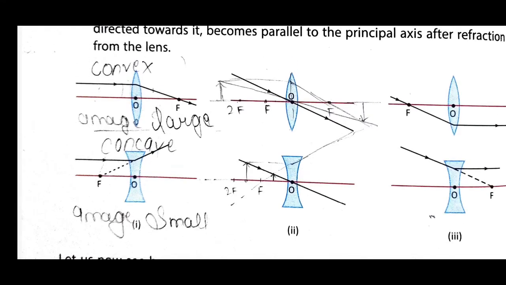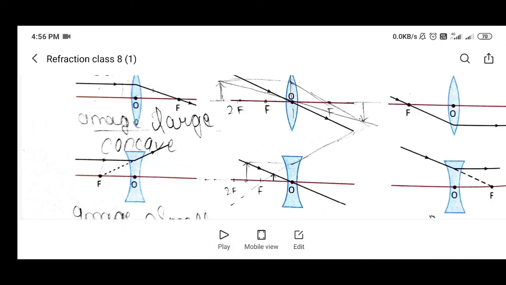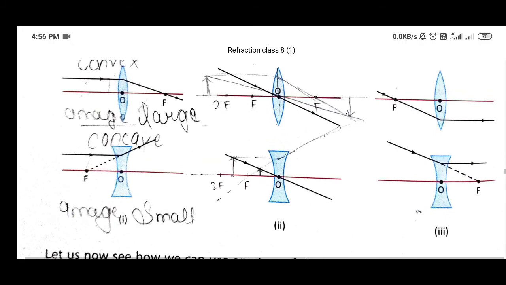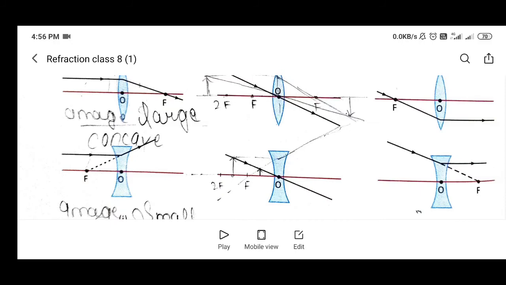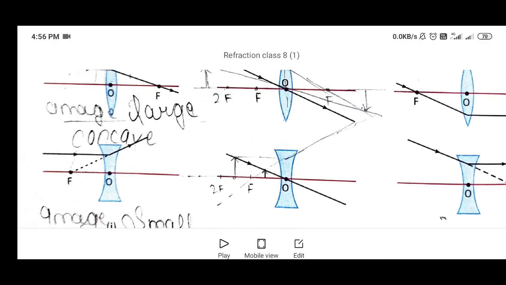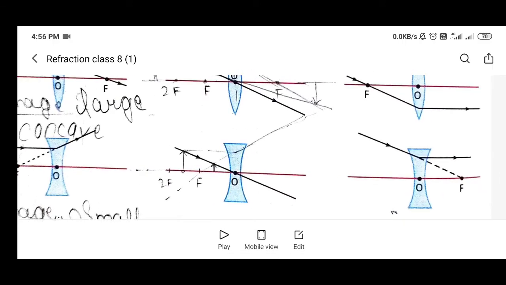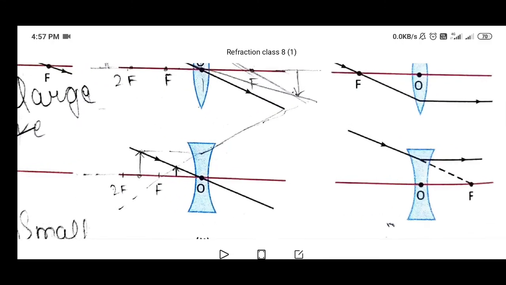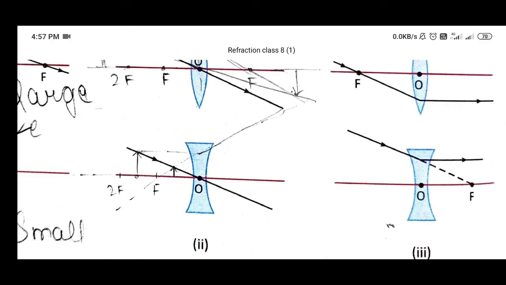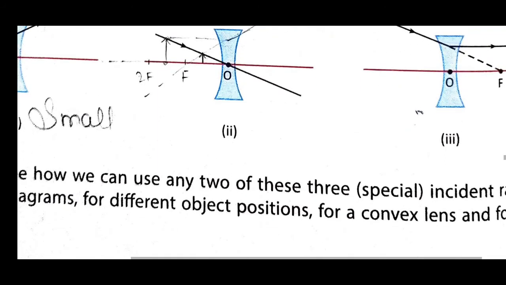If the ray passes through the focus or is directed towards the focus, here in this figure for the convex lens, the ray is incident through the focus, so it must be parallel after refraction. But in this image, for the concave lens, this incident ray is directed towards the focus, but it goes parallel to the principal axis after refraction through the lens. So these are the three important rays by which we can draw the images.